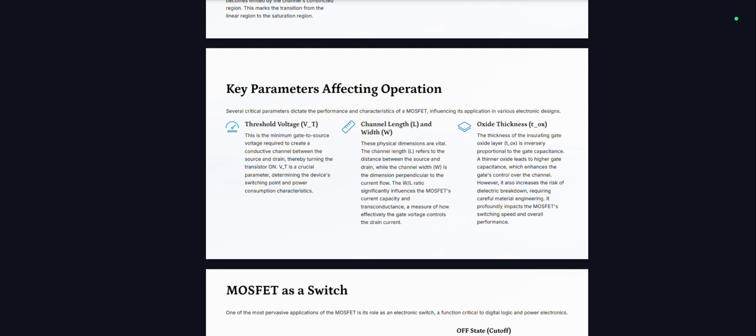Then, why are MOSFET parameters important? Here are some key parameters that control MOSFET behavior. Threshold voltage decides when it turns on. Channel length and width decide how much current flows. And then oxide thickness affects speed and reliability. Engineers carefully design these to get better performance.